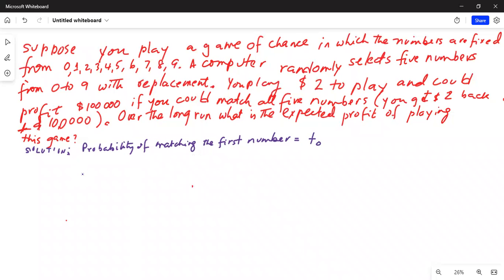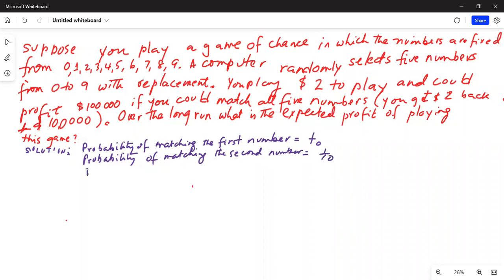Now, remember this game is played with replacement. So whatever number you drew between 0 and 9, you put it back in the pile and then the computer again draws another number. So probability of matching the second number is also 1 out of 10.